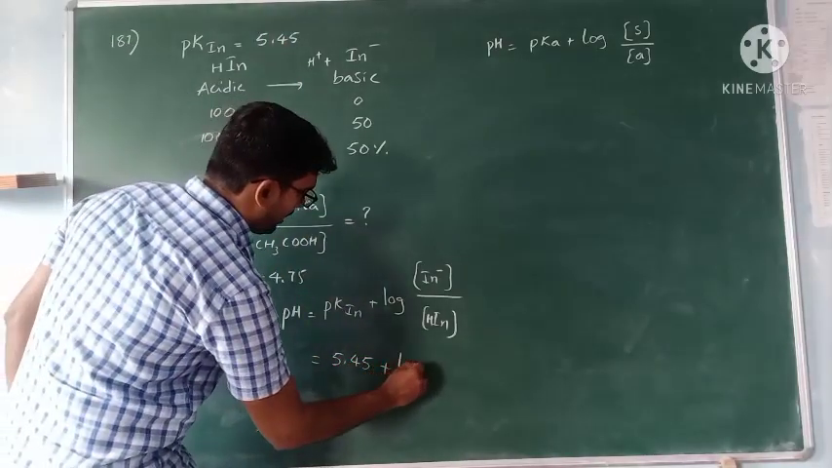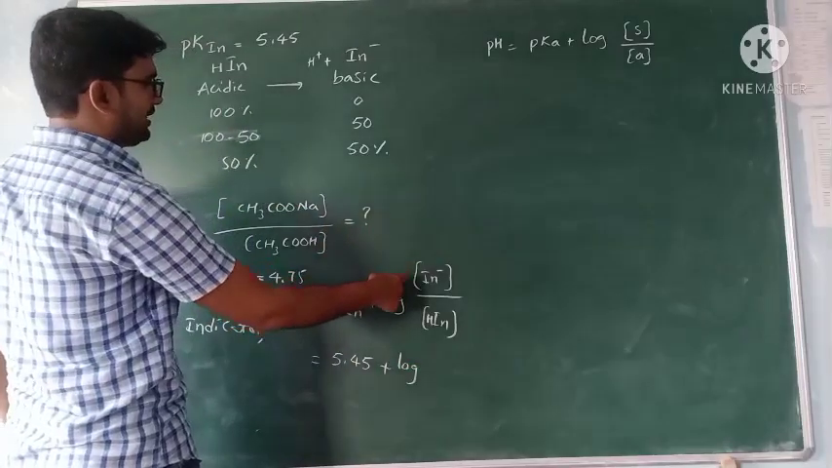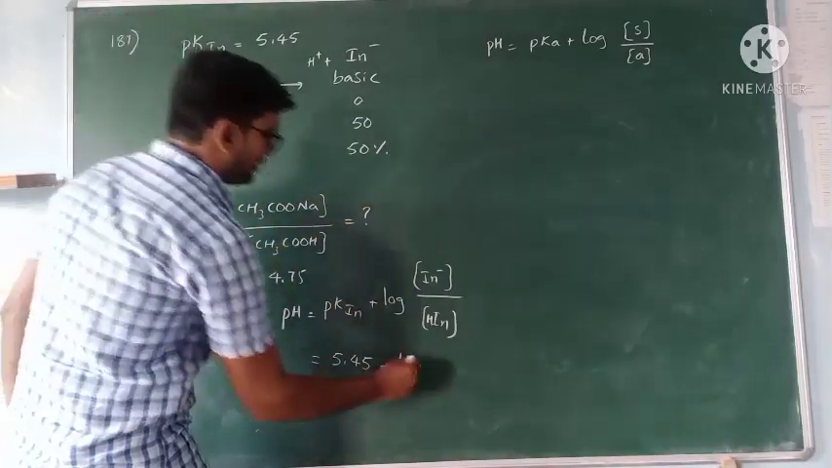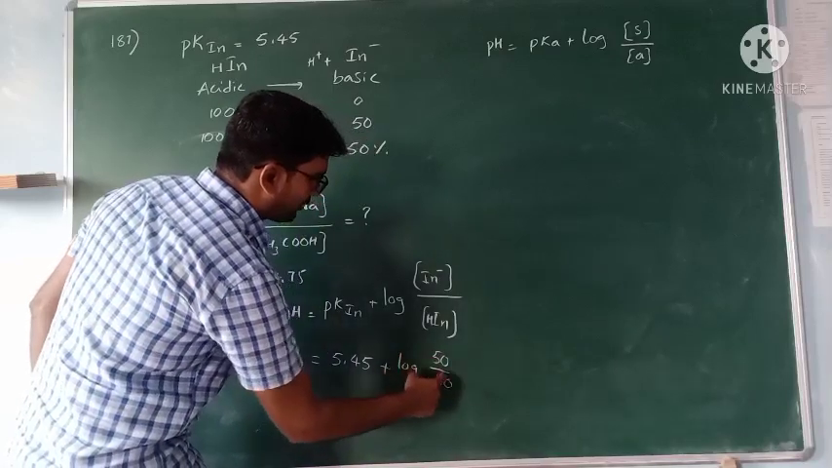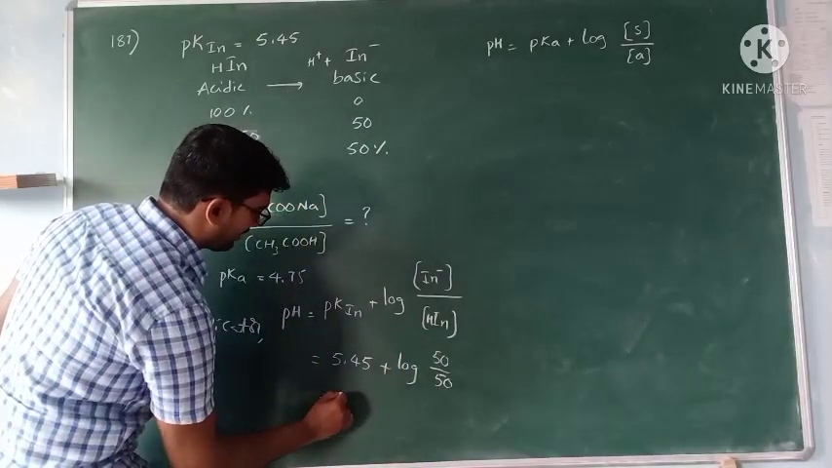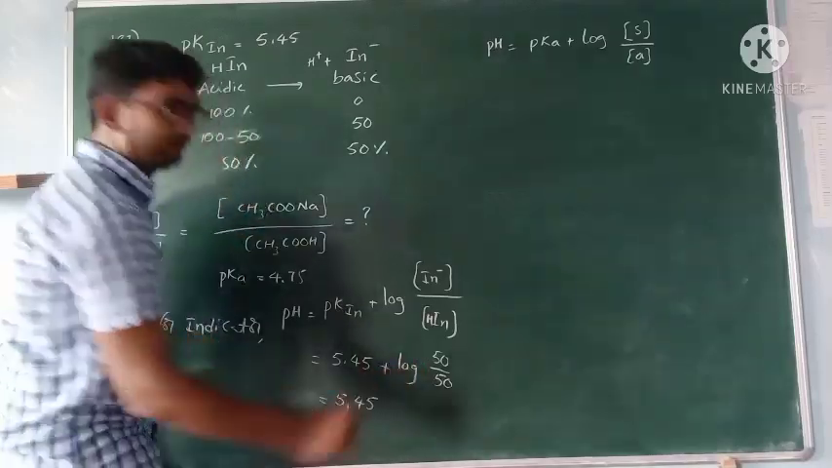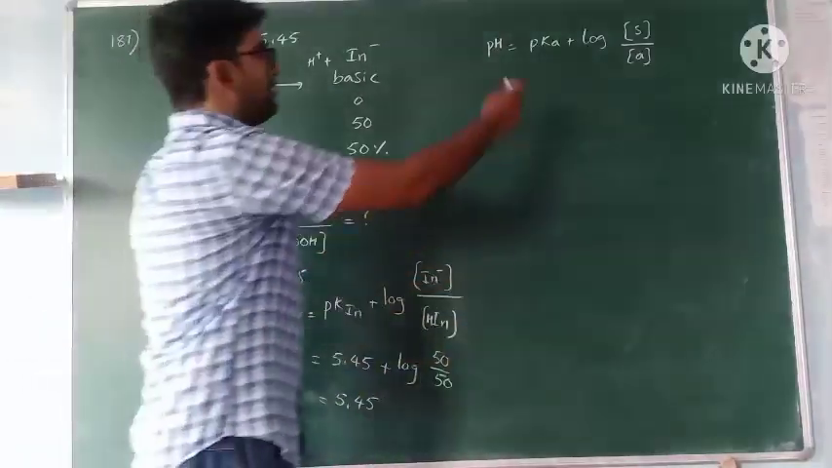5.45 plus log, this is 50%, this is also 50%. So 50 by 50, so 1, log 1 value is 0, so pH value is 5.45. Now substitute this value here.